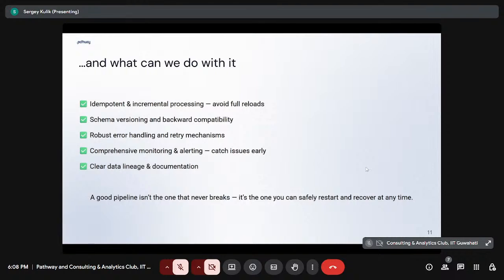We need retry mechanisms, because as we discussed, any external service may fail, but we should not. So we need to retry. We need to have monitoring and alerting. So if the resources on the server that does the data extraction work have been exhausted, it happens, but we need to know about it. So some alert system must be implemented. And of course, it's always good to have clear data documentation.